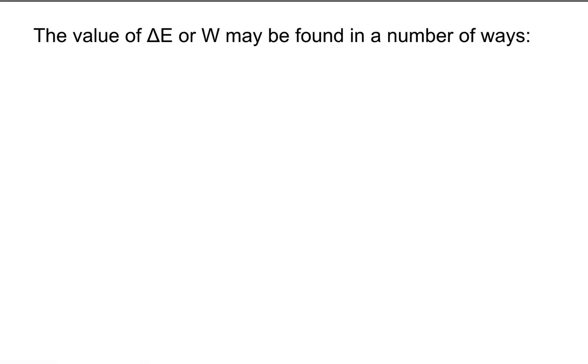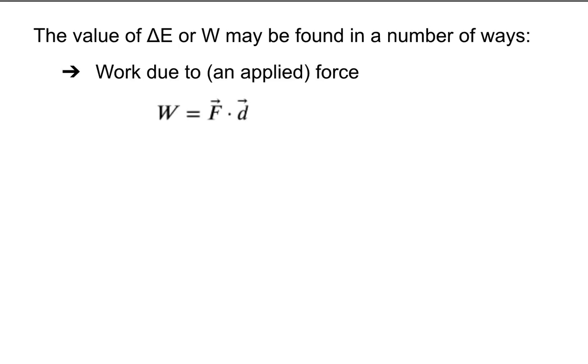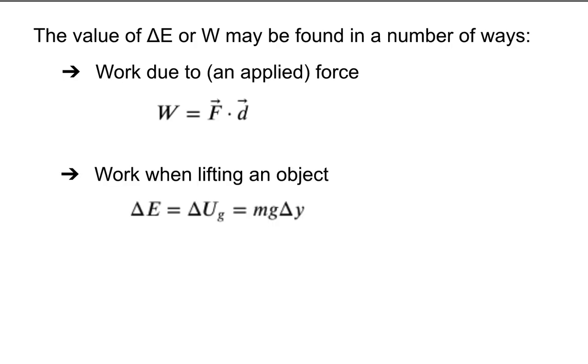So just a quick summary: delta E or W can be found in a couple of different ways. Sometimes we're just going to use the formula that most people think about when they think about work, force times displacement. But you don't always have that kind of information in a problem. Sometimes you're given information about the speed of an object before and after something happens. Sometimes you're given information about the height of an object before and after something happens. So if the problem is talking about lifting and you're given information about the change in position, then you may end up wanting to do it this way.